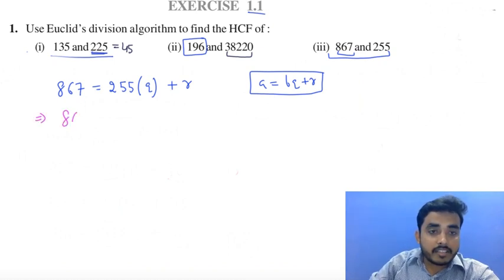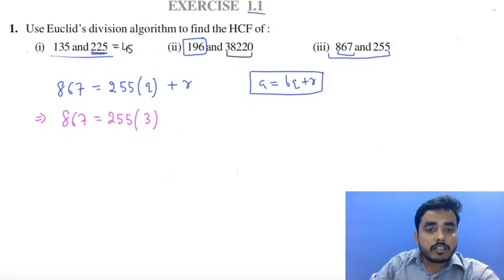So 867 is equal to 255. So the question will be 255 into 3. This is 765. 867 minus 765 is 102. So the remainder is 102.